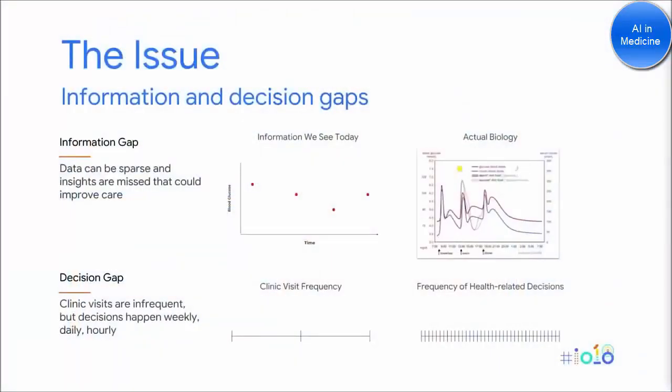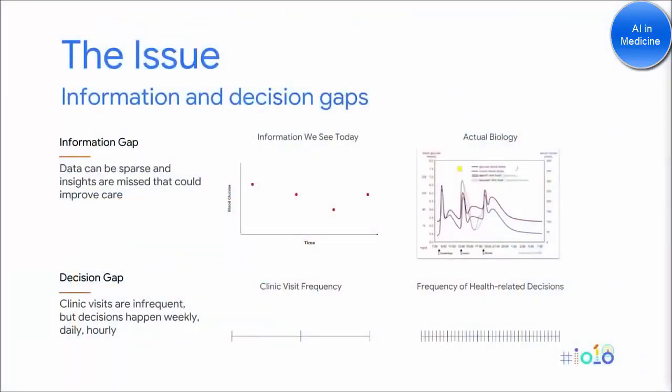You heard Lily talk about diabetic retinopathy. People can have problems with their heart, kidneys, and peripheral neuropathy. So this is the type of disease that we need to get ahead of. But we have 2 main issues that we're trying to address. The first one is an information gap.